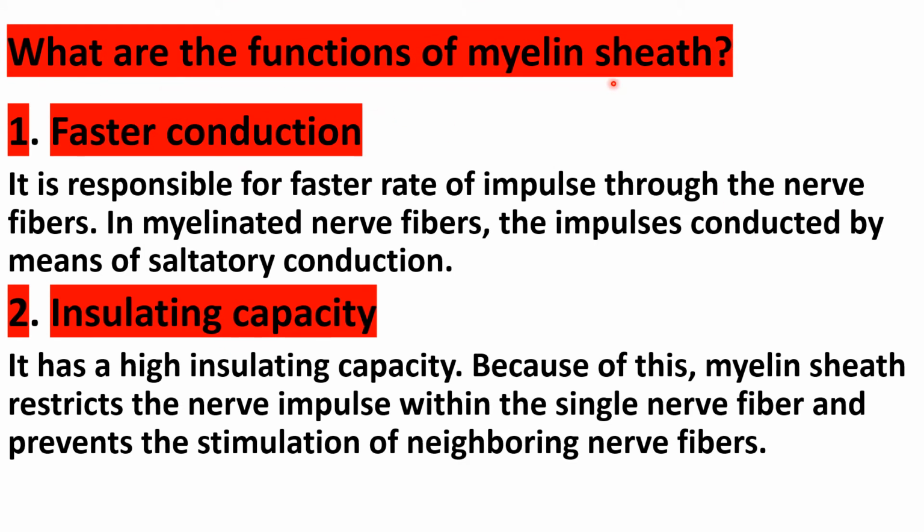Then what are the functions of the myelin sheath? So first of all, its main function is faster conduction. It is responsible for the faster rate of impulse through the nerve fibers. In the myelinated nerve fibers, the impulse is conducted by means of saltatory conduction. Second function is insulating capacity. So myelinated nerve fibers have a high insulating capacity. Because of this, the myelin sheath restricts the nerve impulses within the single nerve fiber and prevents the stimulation of the neighboring nerve fibers.